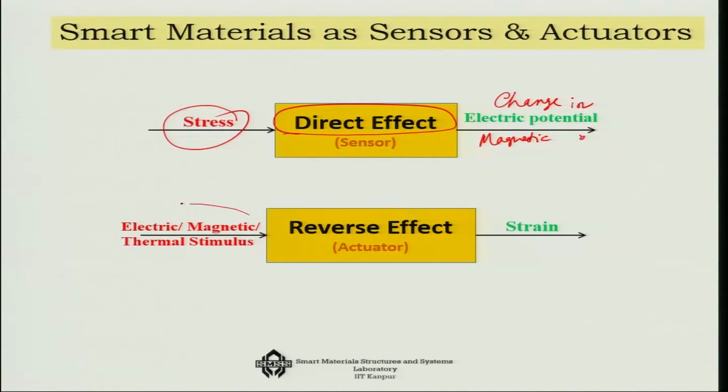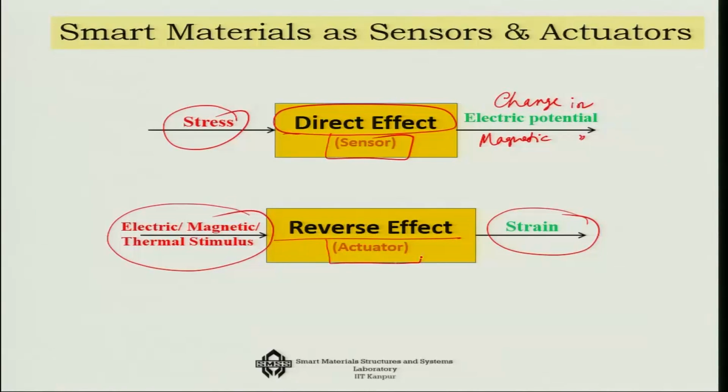If you apply an electric field, in fact that was initially a theoretical proposition by Lippmann, and then later on it was verified by people, that if you apply the electric field, you are going to get strain generated in the sample, and that is known as the reverse effect. So naturally the direct effect is generally used as sensor, and the reverse effect is generally used as actuators. So these are the two very important effects we have to keep in our mind as far as the smart materials for sensing and actuation come into picture.